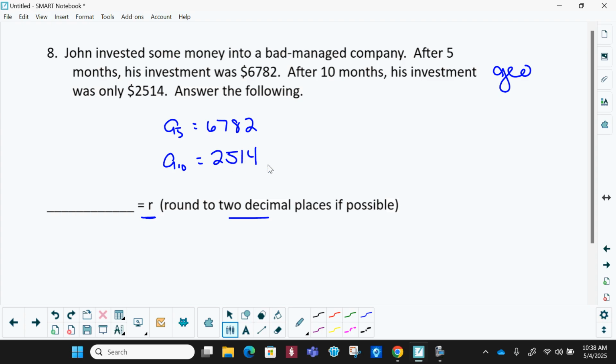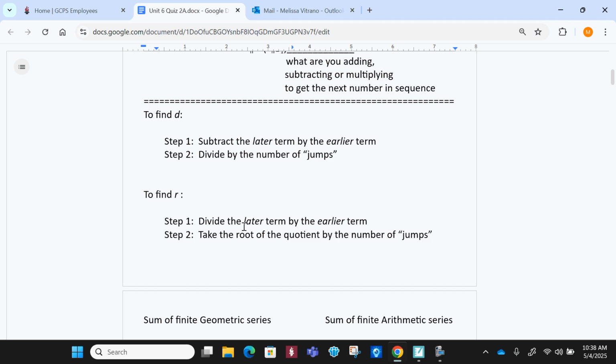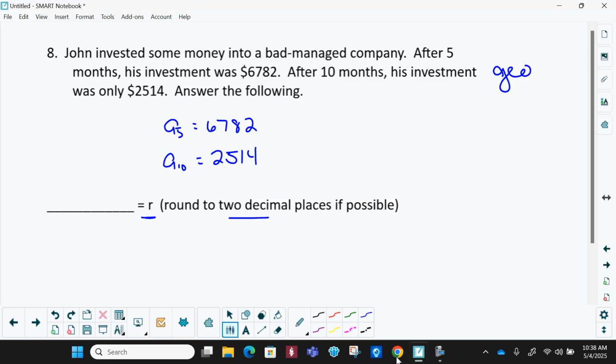So going back to what Mr. Ford said here, later term by the earlier term. So this is my second, so 2514 divided by 6782, we get 0.37. Oops. So now what we're going to do is how many jumps?